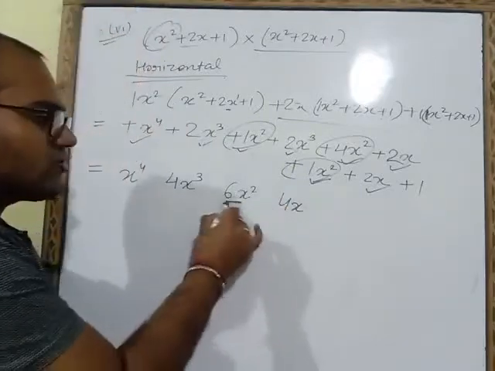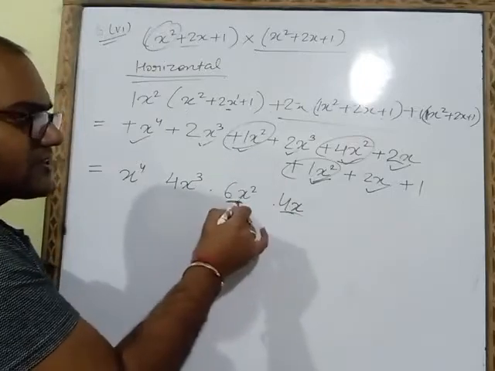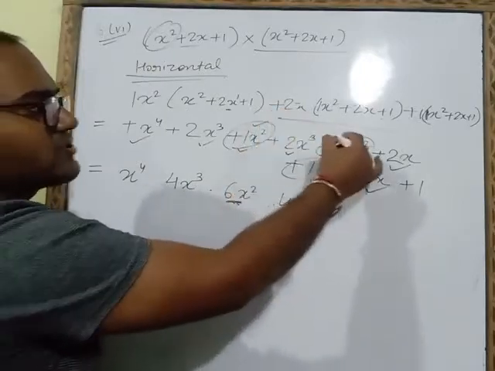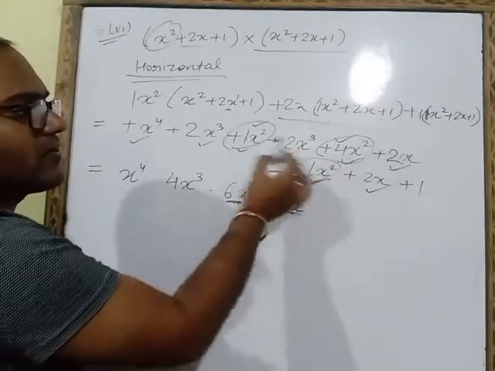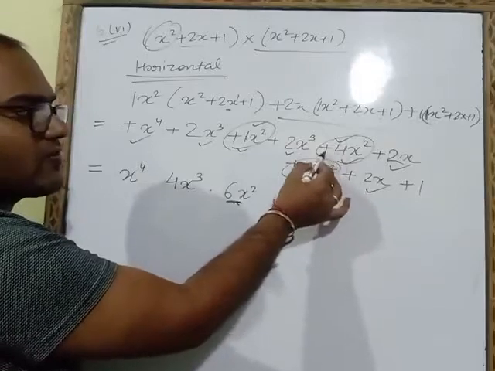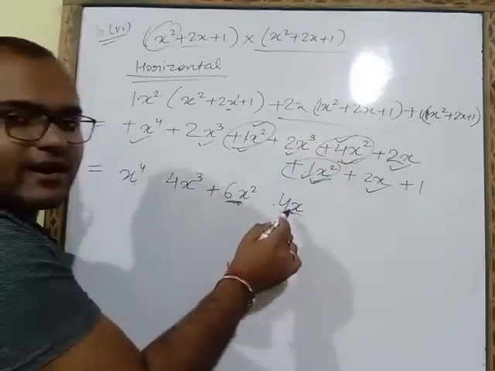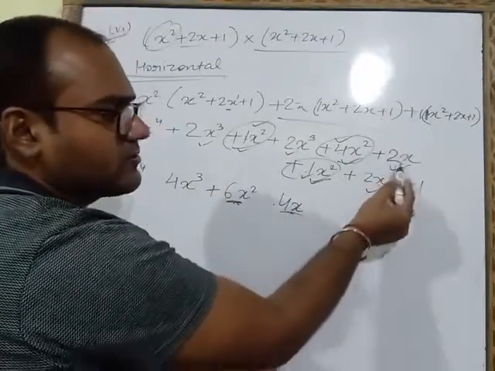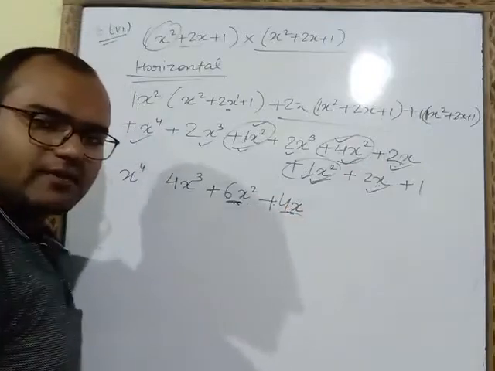In this also you have to put sign. 6x square. When we had solved these three terms, we got 6x square. Which one is greater among these three? 4 is greater. What is the sign of 4? Plus. So we will write here plus sign. 4x. We are getting 4x with the help of these two terms. Both are having plus sign. So here also we will write plus sign.